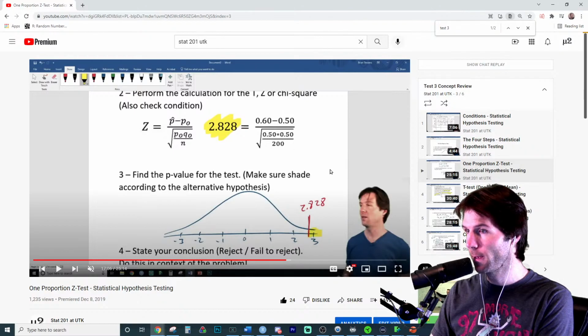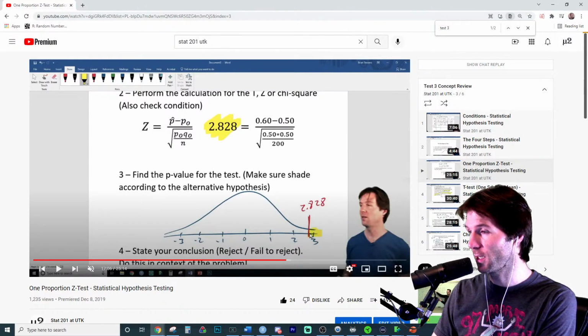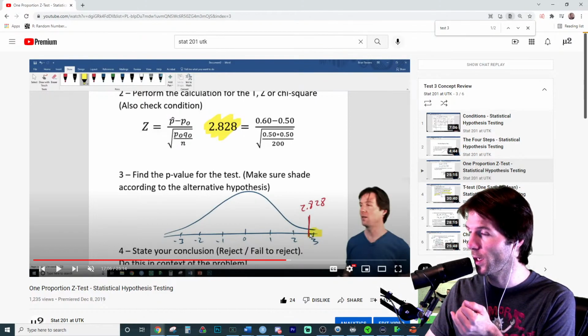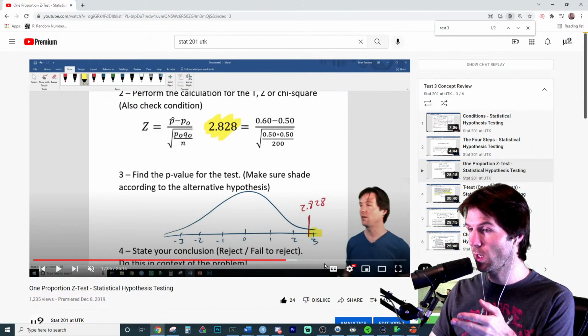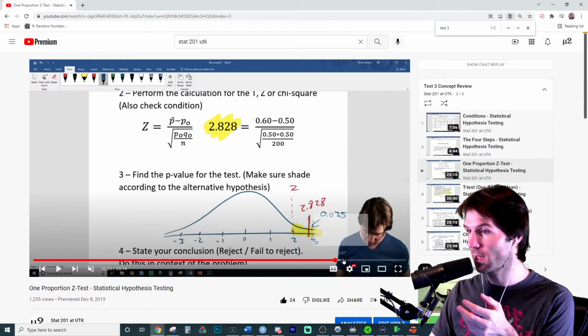There's the z-score, and there's the z-score being used to find the p-value on the greater than alternative. I can tell I used a greater than here because I'm shading to the right. What will we then use the p-value, which looks to be very small right here, to do? Since the p-value is very small, we are going to reject the null hypothesis.